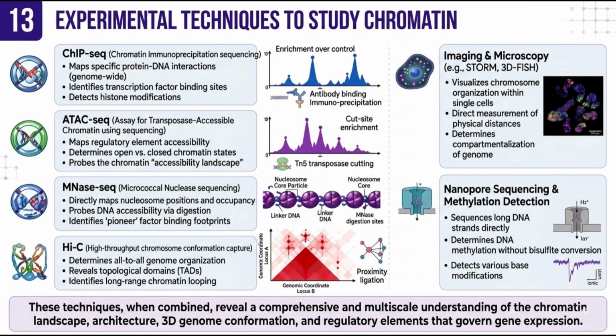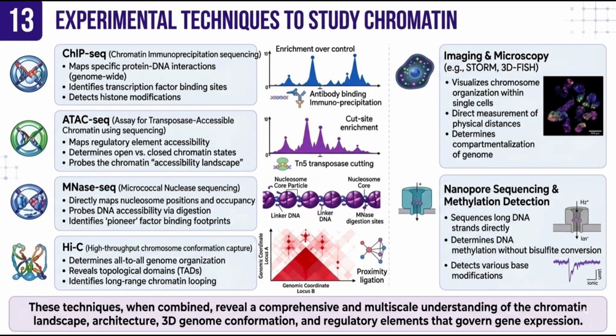Experimental techniques to study chromatin. First is ChIP-seq. This is the gold standard for mapping specific protein-DNA interactions. By using antibodies to pull down specific proteins, like transcription factors or modified histones, we can sequence the attached DNA to see exactly where these proteins are binding across the entire genome.